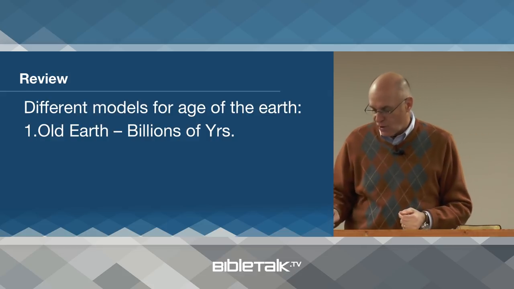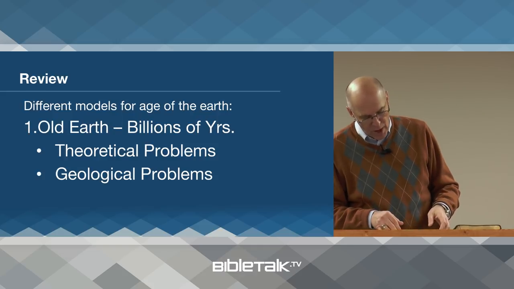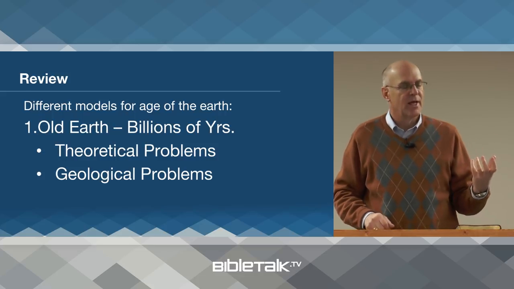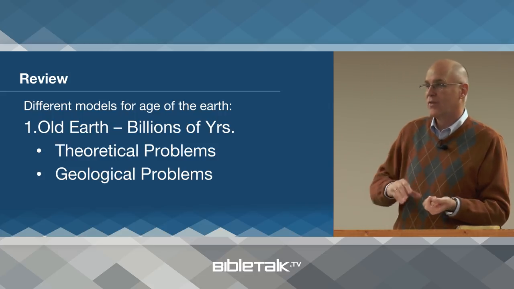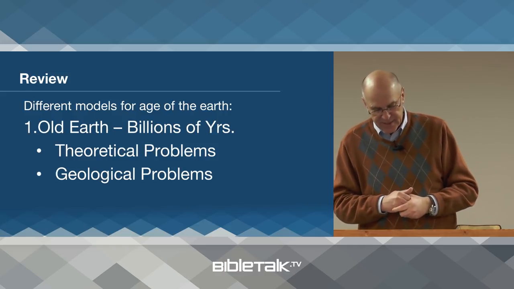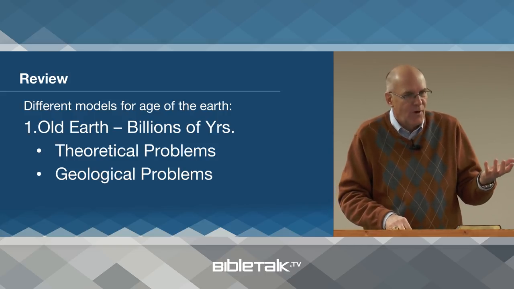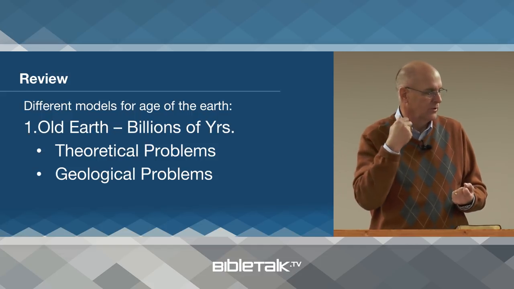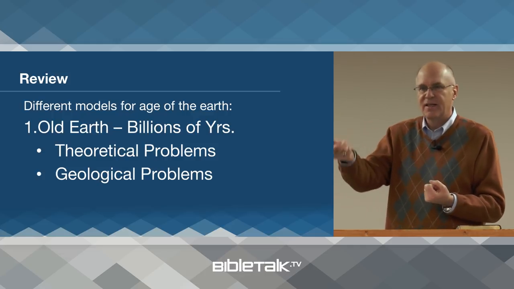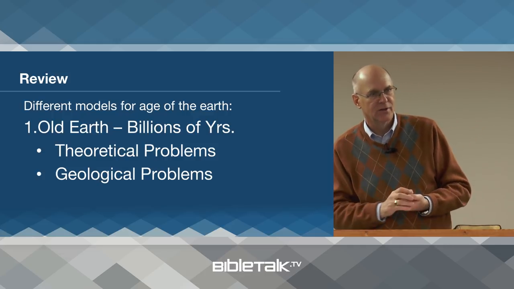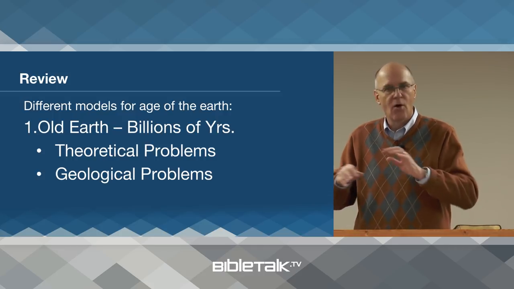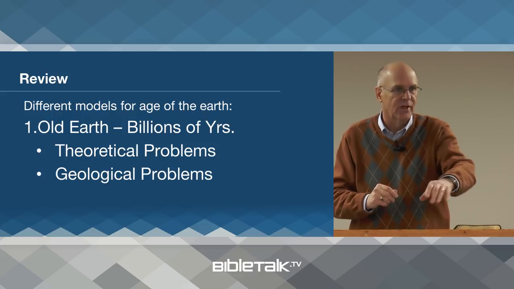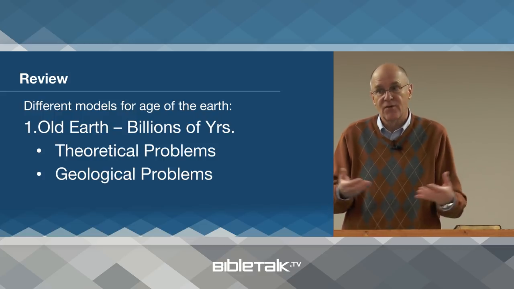And of course, we said there were problems with the old earth model. One of the problems is a theoretical problem or a philosophical problem. The theoretical or philosophical problem with the old earth theory is the eternity of matter problem. In any other branch of science, nobody will stake their reputation on the idea that matter is eternal or that something comes from nothing. In no other branch of science will anybody say something comes from nothing, except when it comes to proving evolution. That's the basis. So you've got a theoretical problem.